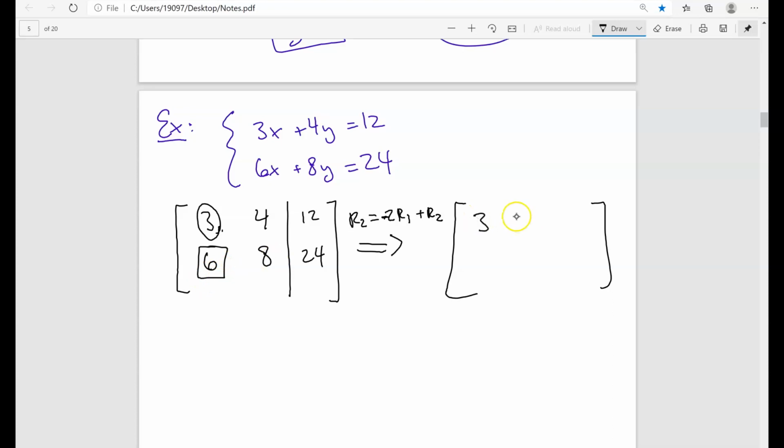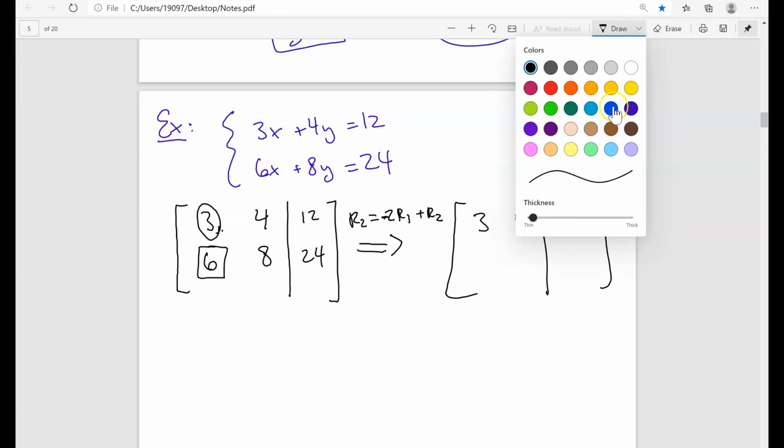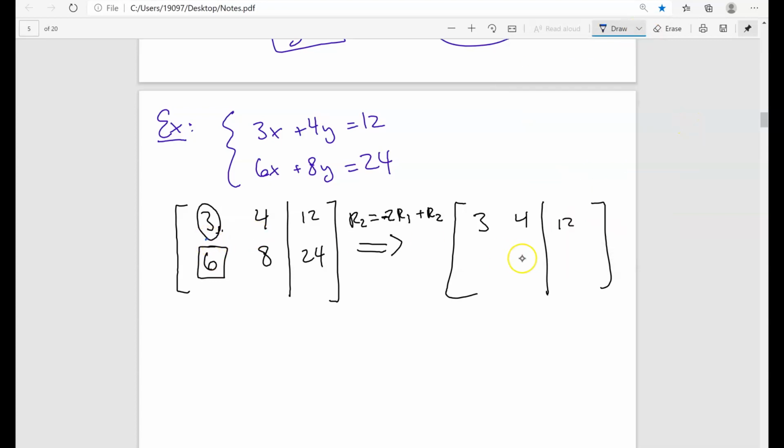So the first row is going to stay the same. The second row, we're going to use the operation. So this guy is going to give me 0. Then we're going to multiply this guy by negative 2. That's going to give me negative 8. And then add it to 8, that's going to give me 0. Then I'm going to multiply this one. You're going to get negative 24. Added to that one, you're going to get 0. Uh-oh, we got a row of zeros.